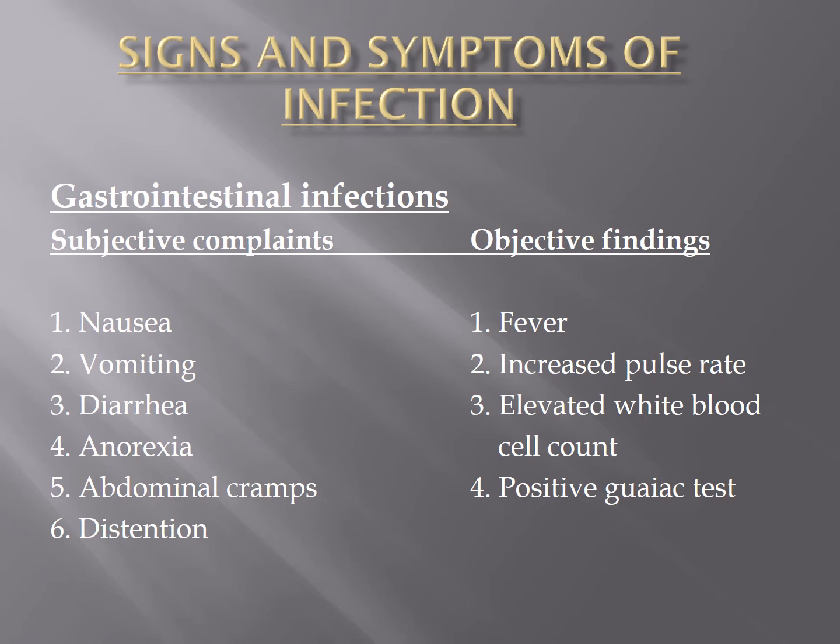The objective findings would be fever, again, tachycardia, increased pulse rate, white blood cell count will be elevated if it's bacterial infection, or positive guaiac test. It means a stool test that shows that there is blood in the stools. So this could be a sign of gastrointestinal infection. It's not necessary that the patient will exhibit all these symptoms, but he or she might have some of these symptoms depending on the causative agent of the infection.